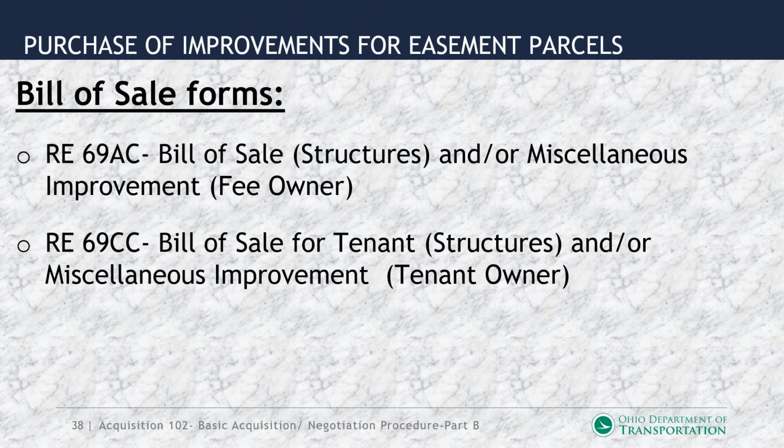All right. Move forward to purchase of improvements on easement parcels. So easement parcels, we're talking about our standard highway easements, channel easements, slope easements, any easement that we have. If the improvement is in that take area, we would be acquiring that improvement with a bill of sale. If the improvement was on property owned by the fee owner, we'd be using the RE69AC. So if we have an easement and there's an improvement owned by the fee owner, you would have to utilize the bill of sale to acquire the improvement. The RE69CC would be if the improvement was owned by the tenant owner on the easement taking.